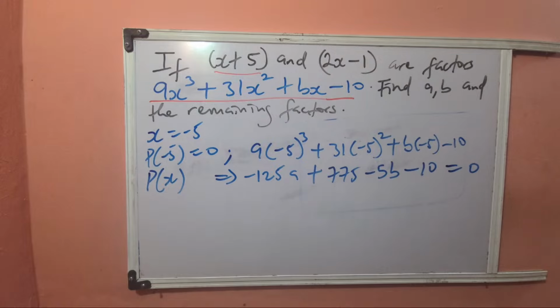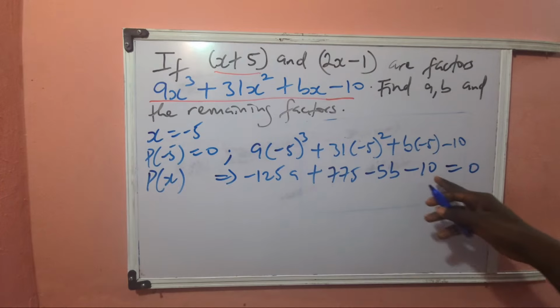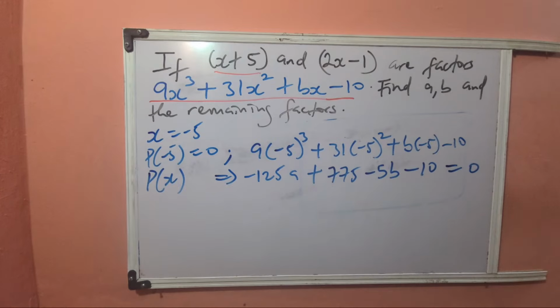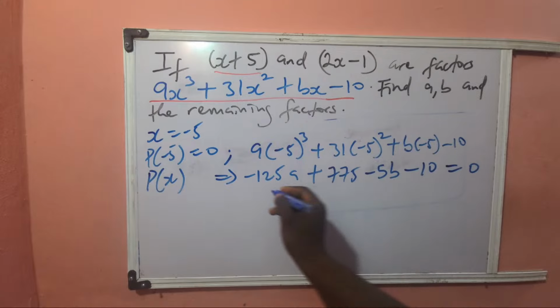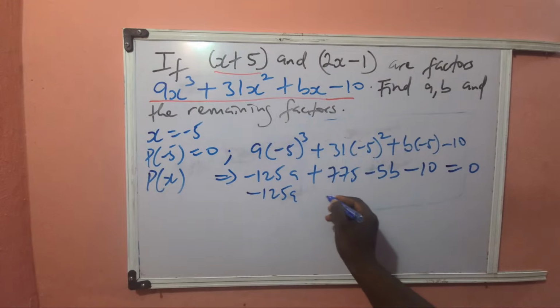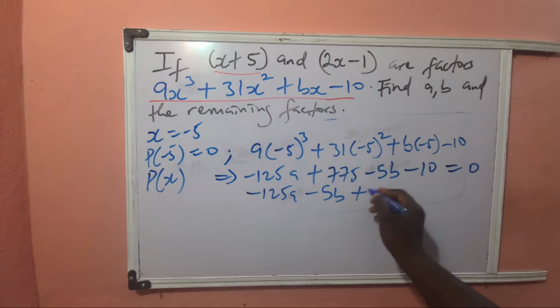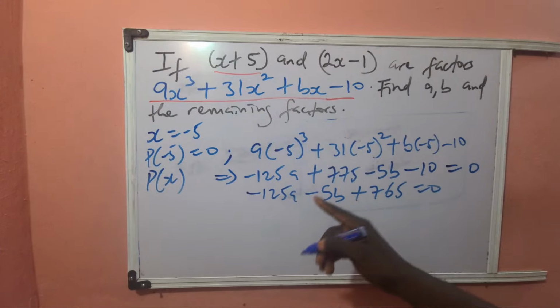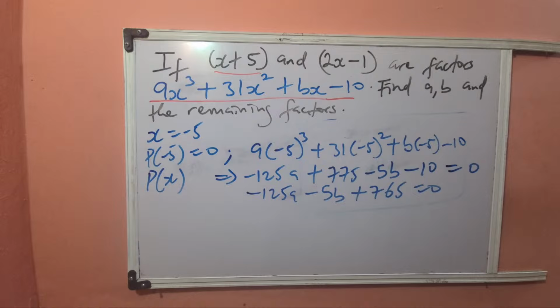All right, if you go on to dissolve this, you can see 775 here and 10 here. 775 minus 10, that'll be 765. Let's just write this first. Minus 125a minus 5b plus 765 equals 0. Now, you can divide both sides everywhere by 5, obviously.